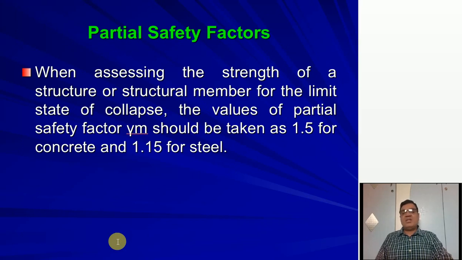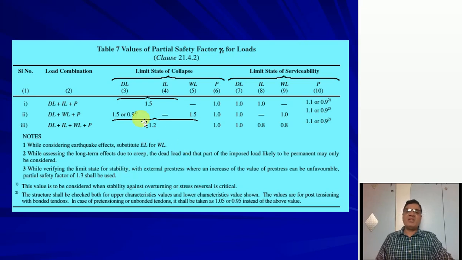Now, for the design of flexure, again we have to see the partial safety factors. So when assessing the strength of the structure or structural member for the limit state of collapse, the values of partial safety factors gamma m should be taken as 1.5 for concrete and 1.15 for steel, and these are the same as that of RCC members. So this is the table for limit state of collapse, the factor, and this is limit state of serviceability. These are the factors. All these values are same as that of IS 456.